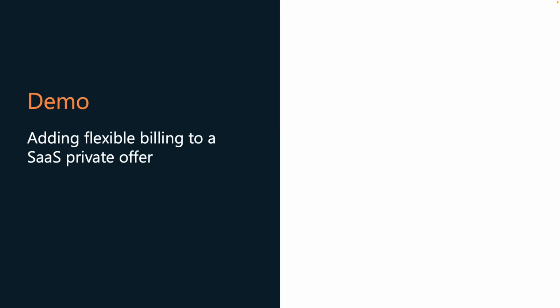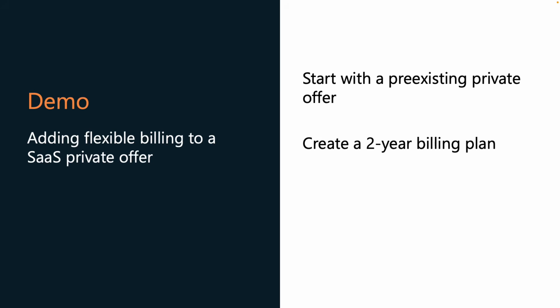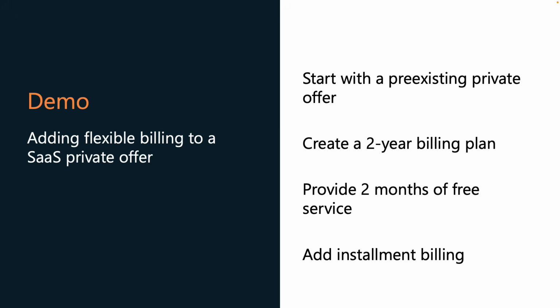In this first demo, you'll see how to configure flexible billing in a private offer. We'll use a pre-existing private offer and add our SaaS plan to it. Then we'll create a 2-year billing plan for this SaaS offer. We'll start the billing at $0 to provide 2 months of free service to the customer. And lastly, we'll add the installments for the next 2 years. Let's get started with our scenario.